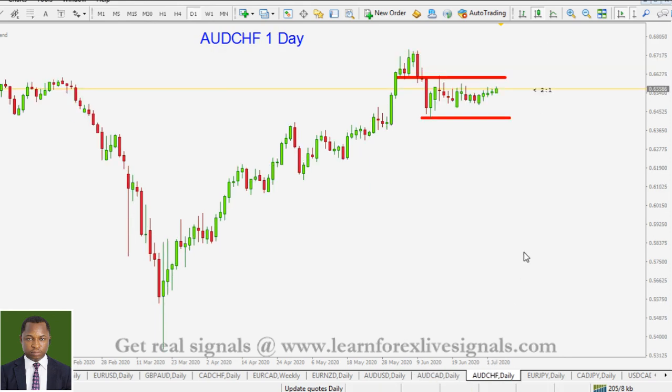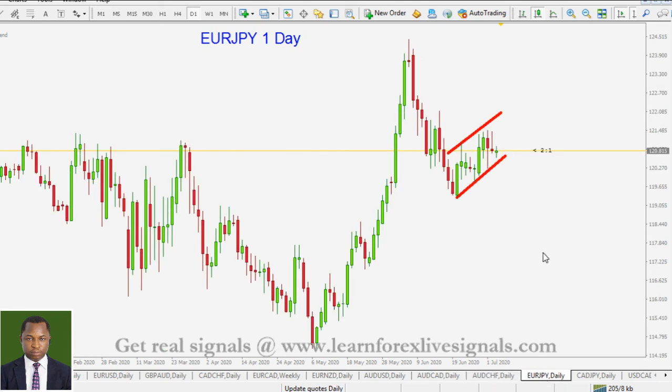Australian dollar against Swiss franc, you can also see very thin market volume for so many days. You can't trade here. It is really a no-go zone. Do not take any trade here. You can go on and on. But the market condition recently is not really healthy for us. Look at the euro against the Japanese yen again, very thin market volume.